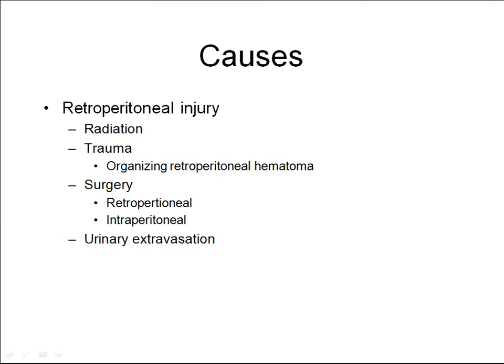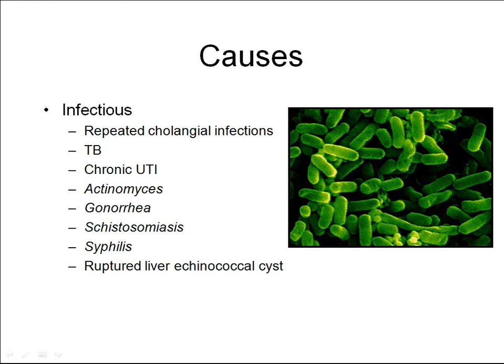Retroperitoneal injury. This can be caused by a variety of things, including radiation, trauma, surgery, either intra or retroperitoneal, and urinary extravasation. Infectious causes include repeated cholangitis or biliary tract infections, TB, chronic urinary tract infection, actinomyces, gonorrhea, schistosomiasis, syphilis, and ruptured liver echinococcal cysts.